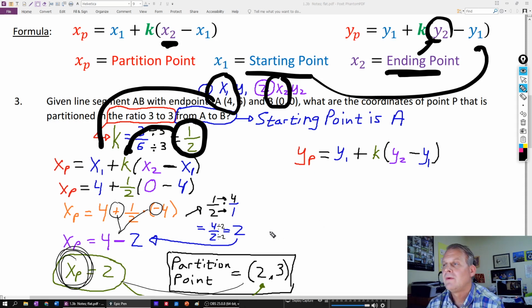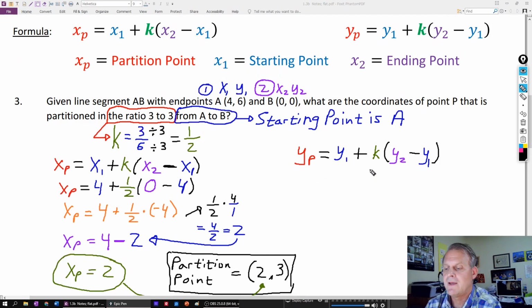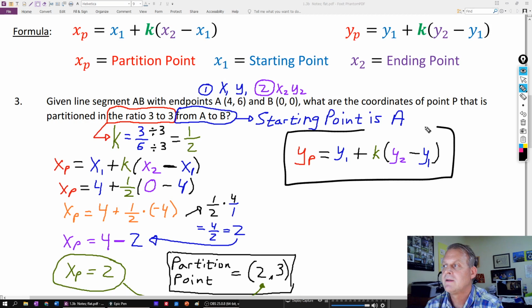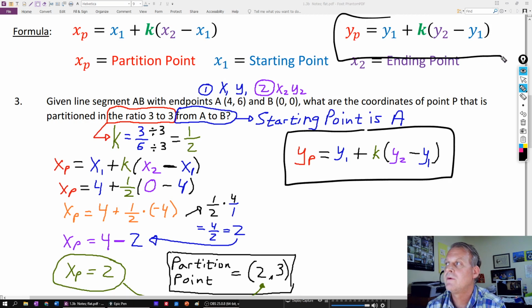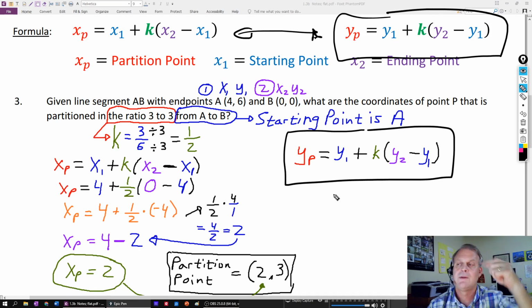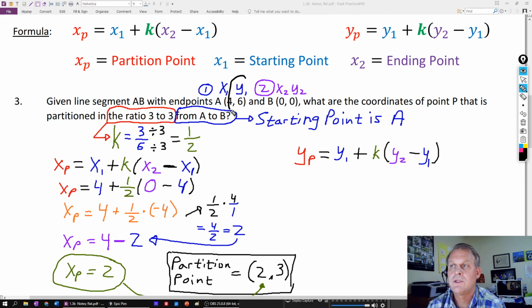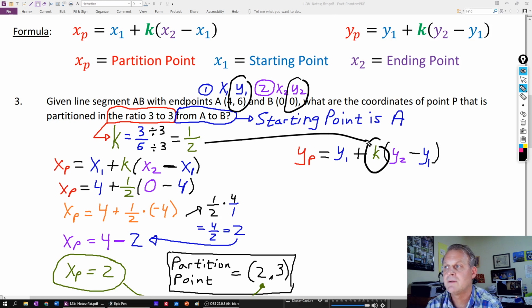So how do we find the y-coordinate? Well, same way, really. Here is the formula for the y-coordinate. Again, remember, these are exactly the same. You just swap out the x's and put in the y's. And so this is your job. You're going to plug in these things. Remember, it's the same scale factor for this one as for the x-coordinate.